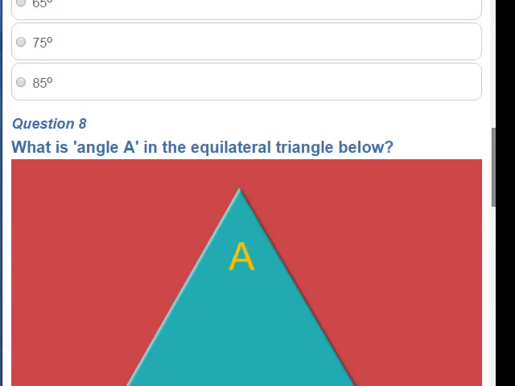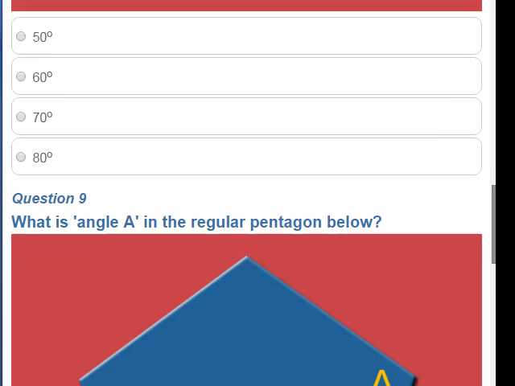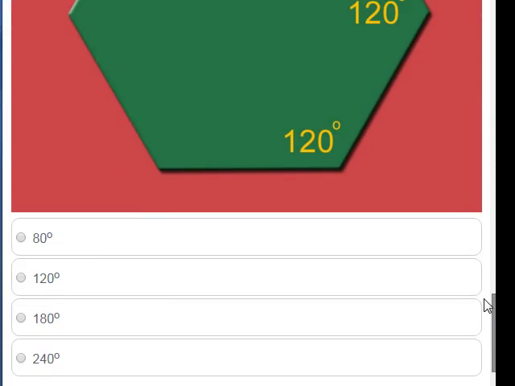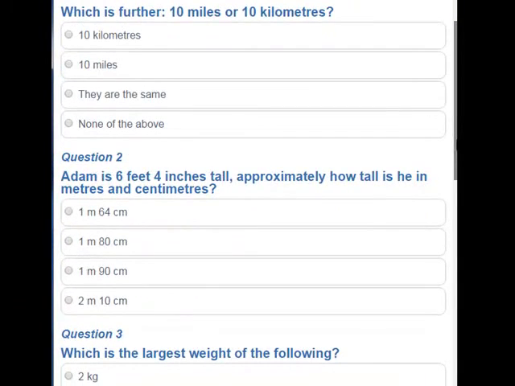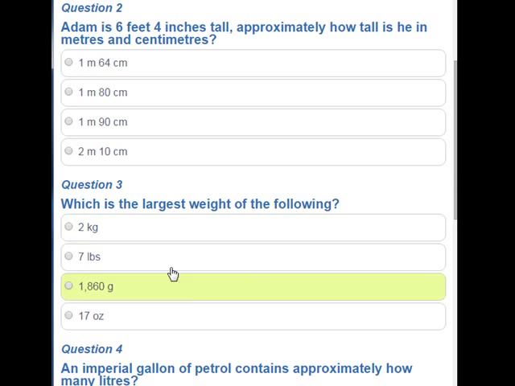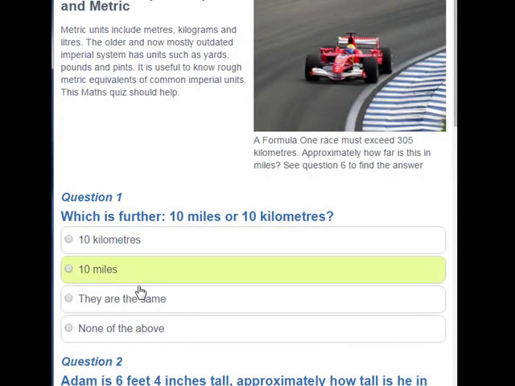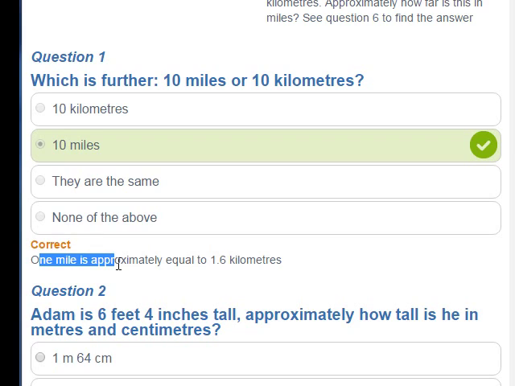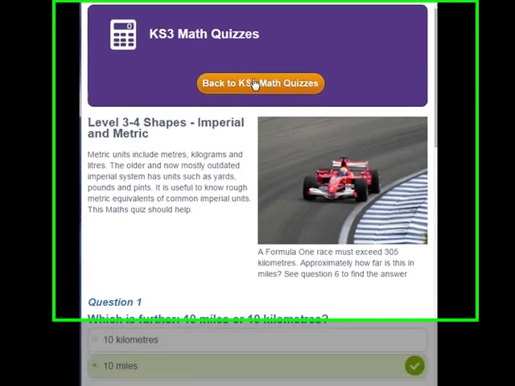So it's a beautiful tool which will help you in learning and reinforcing what your kid has learned regarding angles, and also for the 10 miles or 10 kilometers. So it's a great quiz. It gives you which is the largest weight of the following. So it's a tremendous resource for you to be able to look at and say, well, this is what I can learn. And here you get feedback again. 1 mile is equal to 1.6 kilometers. So it's a great resource.